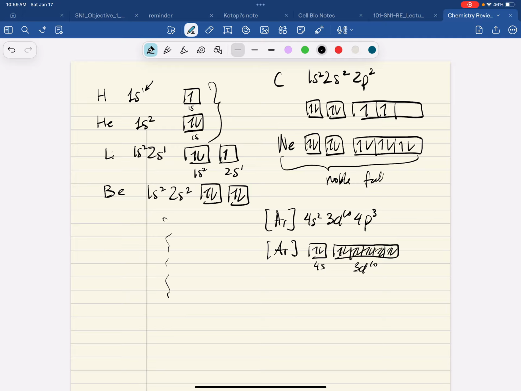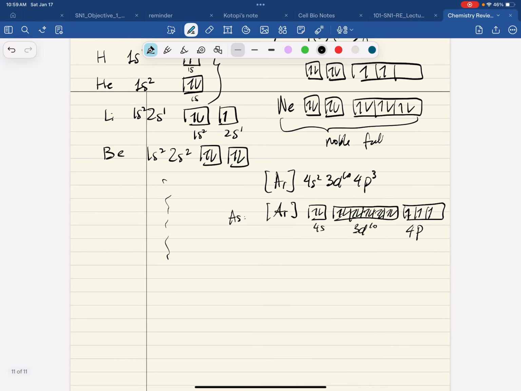But now I knew that everything's gonna be full. And then now we have the p orbital, 4p orbital. So just 3, and everything is singly paired. Like this. So that's gonna be the configuration for arsenic. And you can do that for as many as you want for exercise.